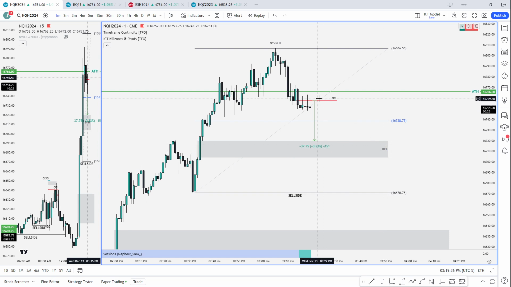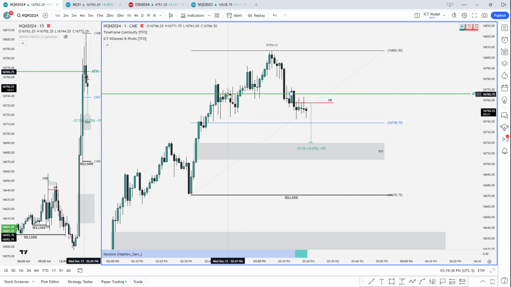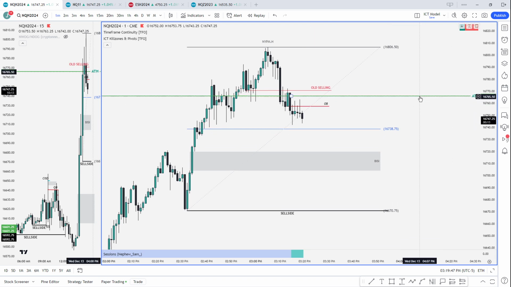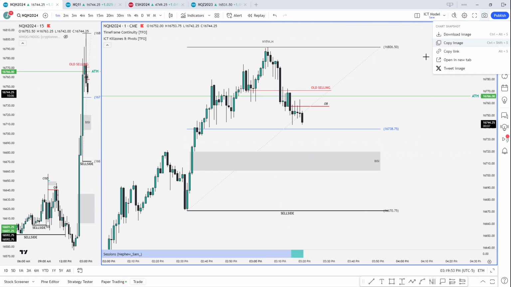So watch this order block, how it wants to hold. We also have inversion order blocks in the process. You can see the old selling over here being used. It's kind of a lot of drawings, I apologize. Make this line smaller. So watch this tiny gap. I'm going to screenshot this, send it to predictions chat.